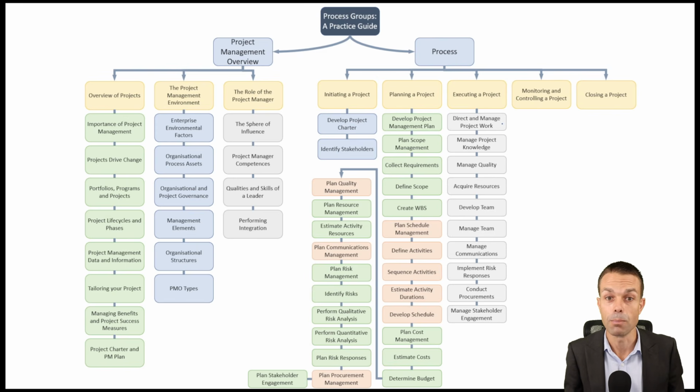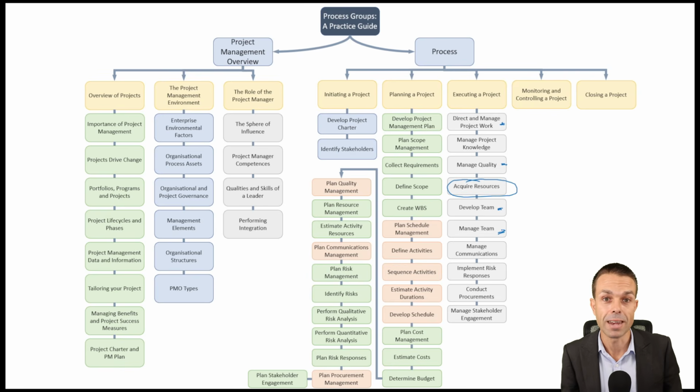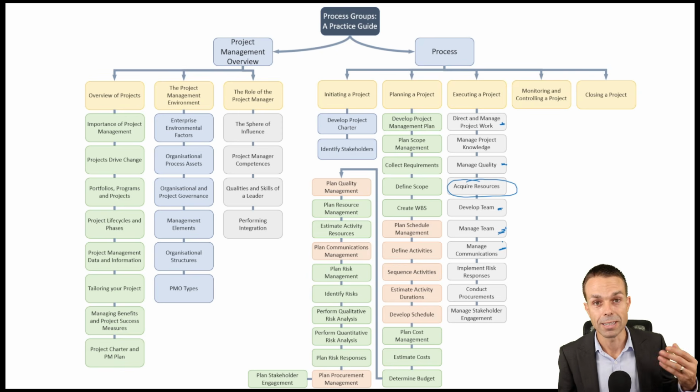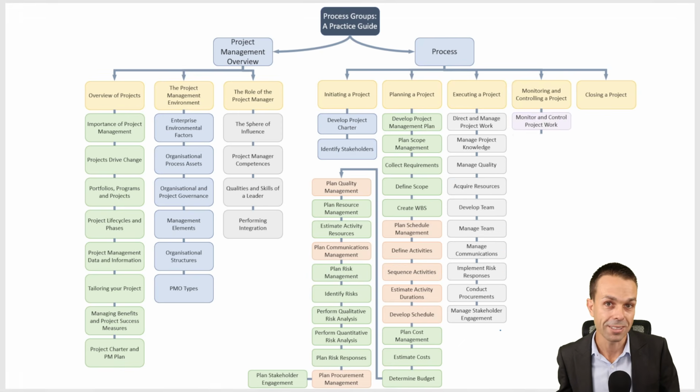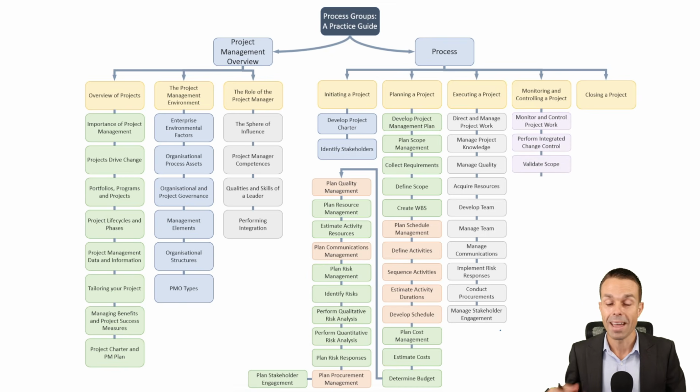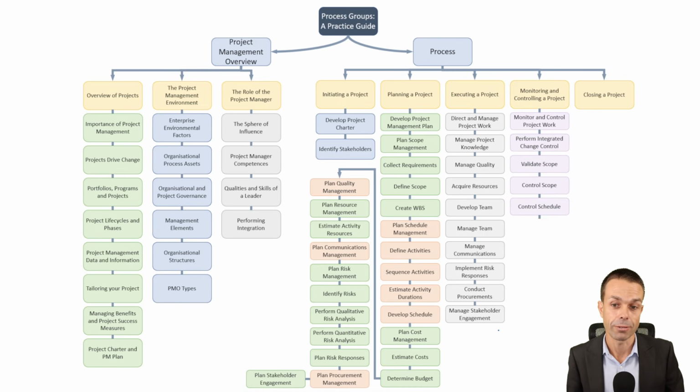We're directing and managing the project work. We're managing quality. We're acquiring the resources that we need, developing and managing our team. We're managing communications to make sure that the communications are effective, implementing risk responses as those risks come up, conducting procurements, getting those vendors on board, and managing our stakeholder engagement to keep our stakeholders engaged. And then we need to control our project and keep everything under control.